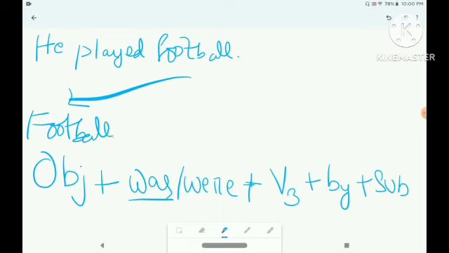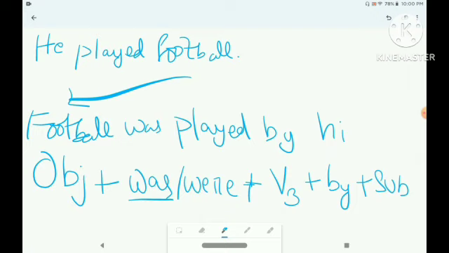Football. Was or were? Football is singular, so we will apply was. The verb's third form, played, will remain played because the third form of play is also played. And then we have to apply by, and we have to change the he. It is in subject form. We have to change it to object form. He, in object form, will become him.